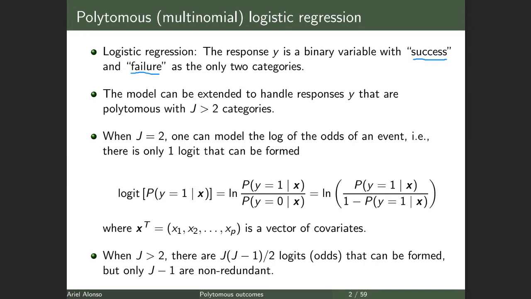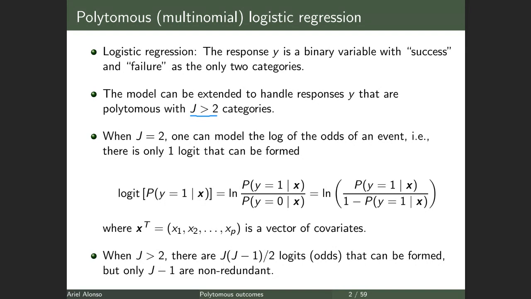Now, sometimes you may have an outcome that can take more than two categories. You may have an outcome that essentially can take J different categories, and J obviously larger than 2, because if J is equal to 2, you're back to binary. So you can only have two possible outcomes, success or failure. But let's assume that you have an outcome J in which, for instance, you are using a new drug and your response variable Y can be worsened, status quo, improve, cure.